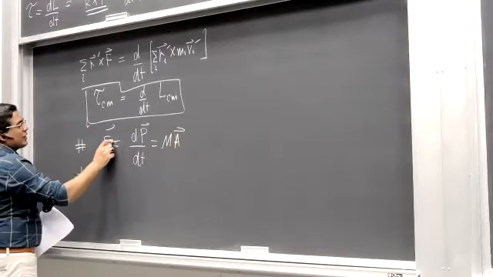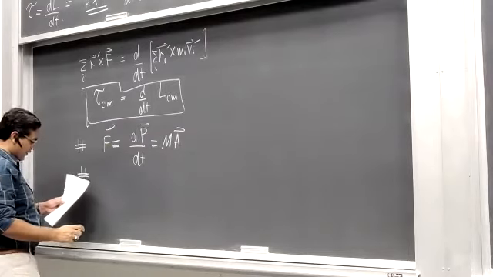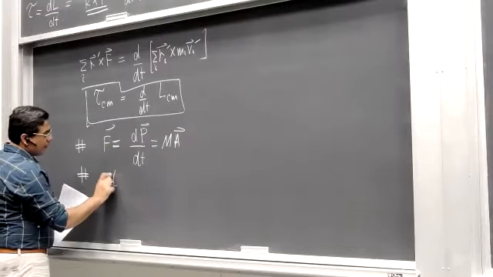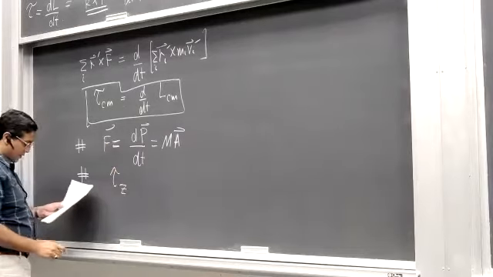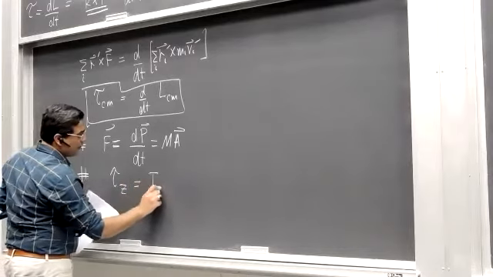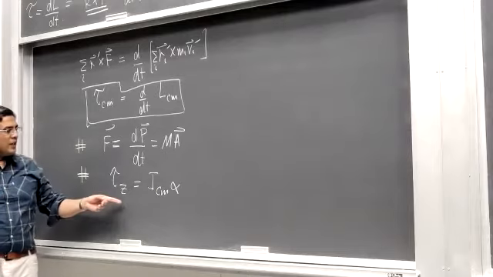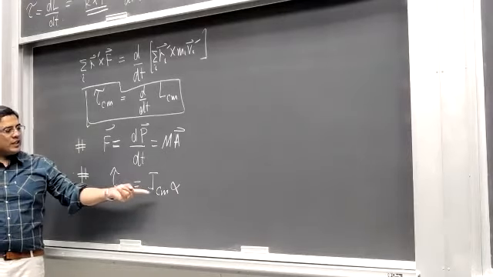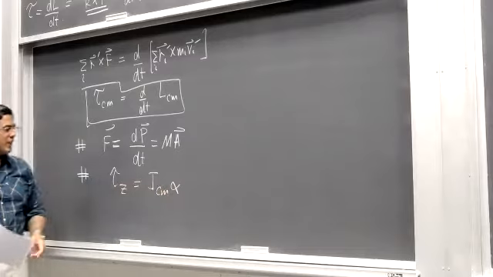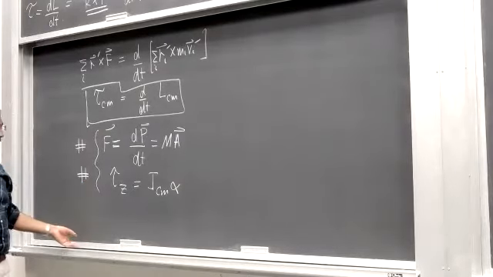Okay, so this gives us the translational motion, and for the rotational motion, we use only the z component of the torque, which is equal to ICM alpha. And if we know the torque and if we know the moment of inertia, we can find the acceleration. So these are basically the two equations that we need to solve whenever we are looking at an object's translation and rotation.